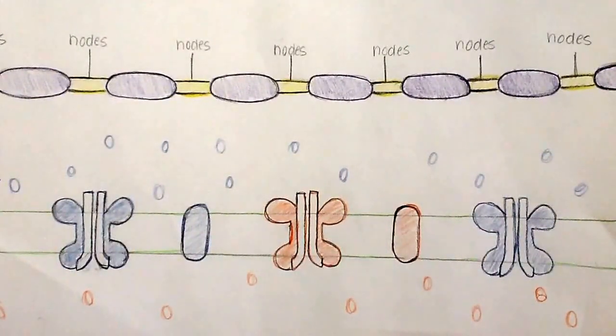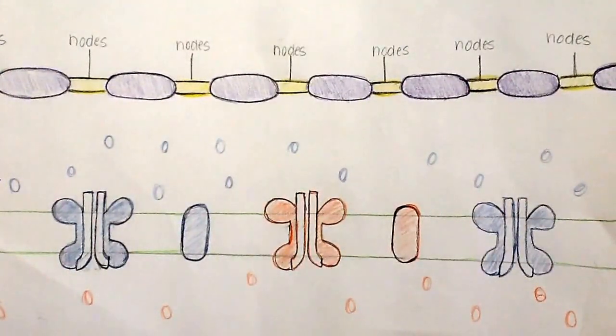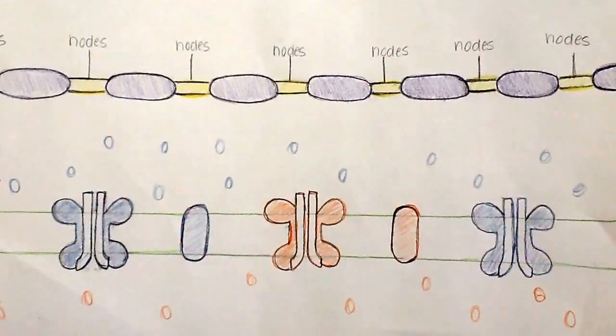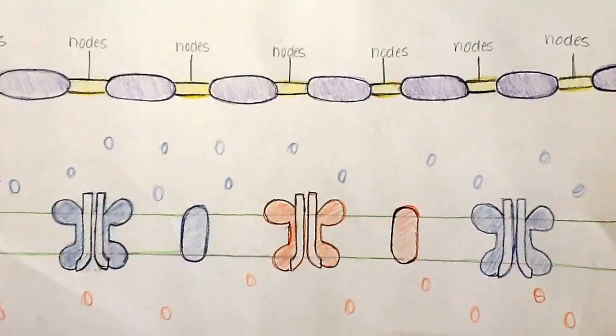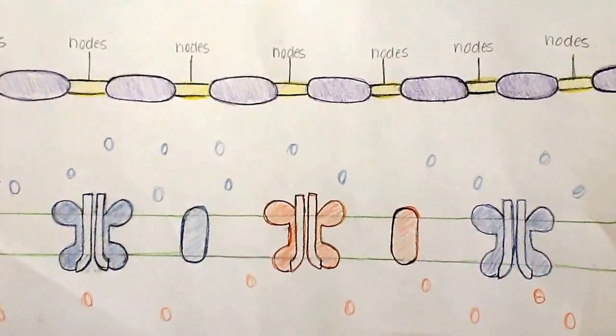So, this is sodium and potassium. Sodium is on the outside of the cell, and potassium is on the inside. This is this way because of the sodium-potassium pump. These right here are sodium and potassium voltage-gated channels. They allow sodium and potassium to go through.